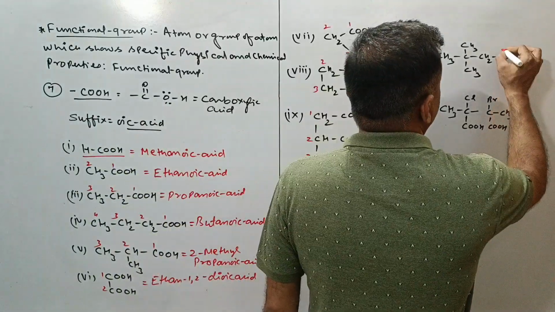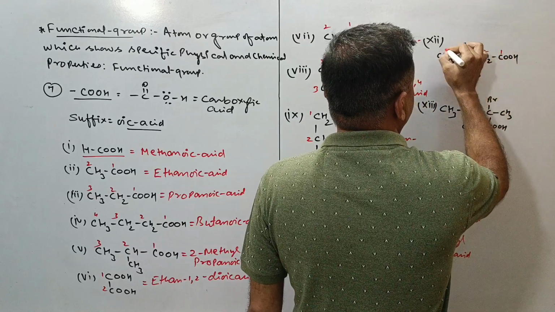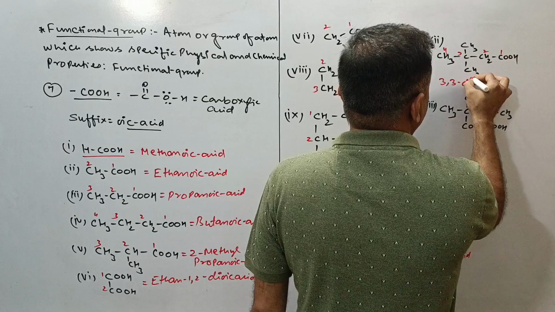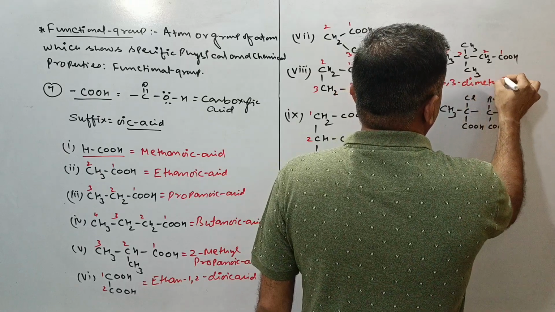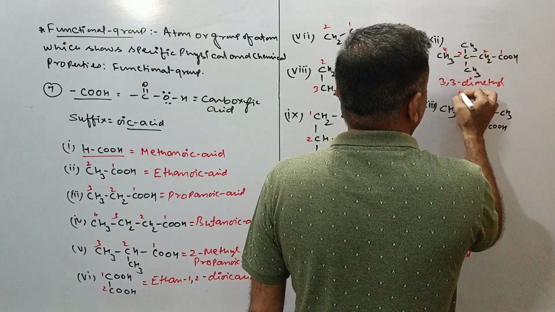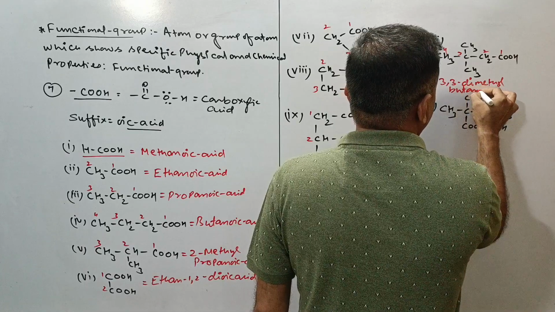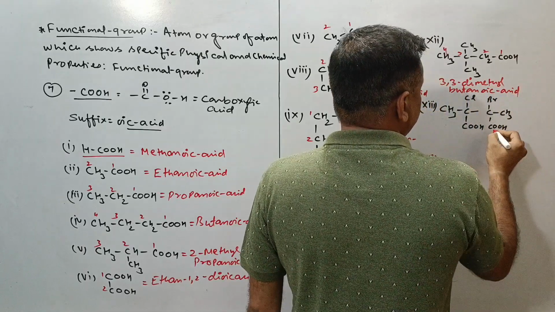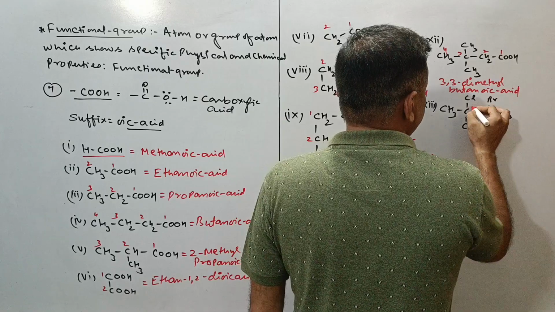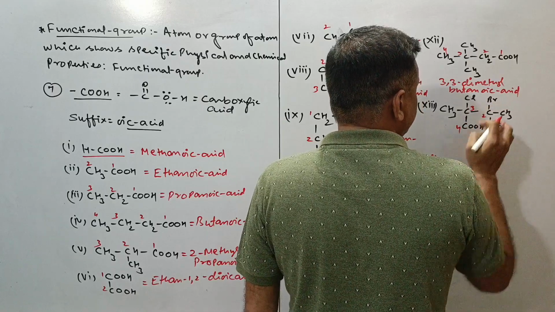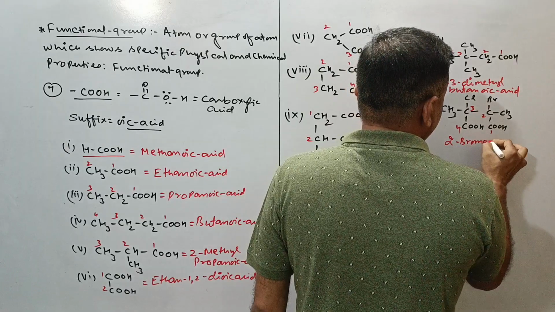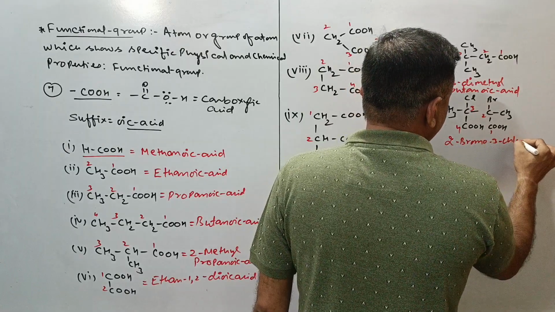For this compound, 1, 2, 3 and 4. At number 3 position there is methyl, so 3,3-dimethyl. There are 4 carbons in the chain, so butane with single bond, and at number 1 position there is oic acid. For this, 1, 2, 3, 4, because bromo has higher priority alphabetically, so it will be 2-bromo, 3-chloro.